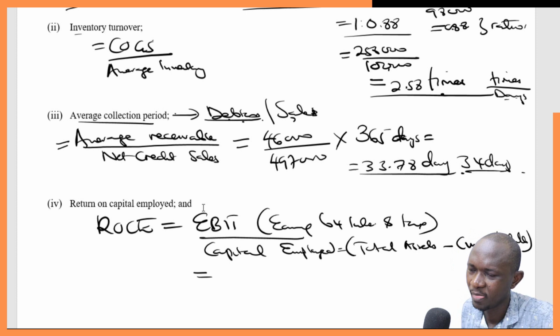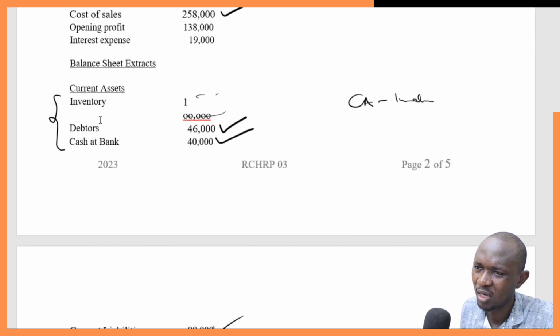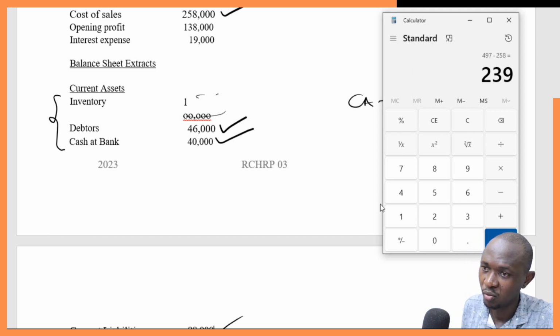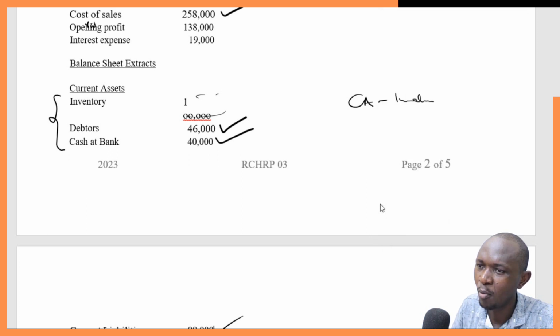So, earnings before interest and tax. In our question here, I think we've been given that, it's quite straightforward. Opening profit. I think this was not supposed to be opening profit. It should be operating profit.